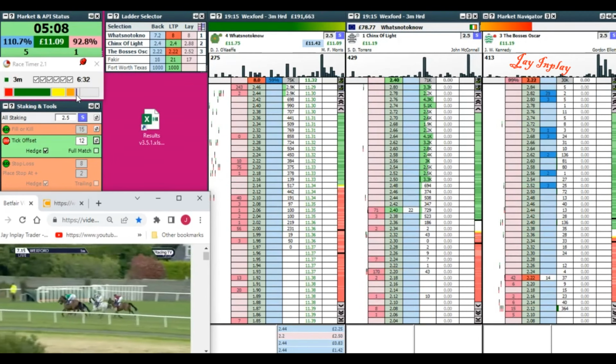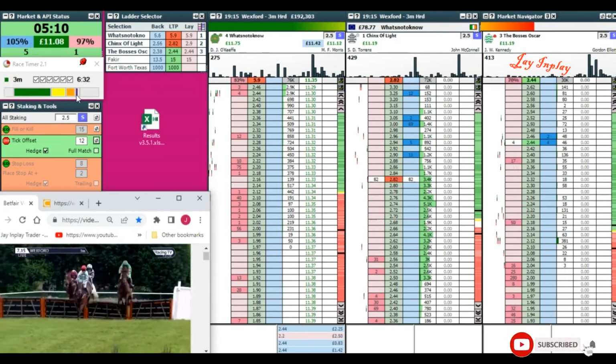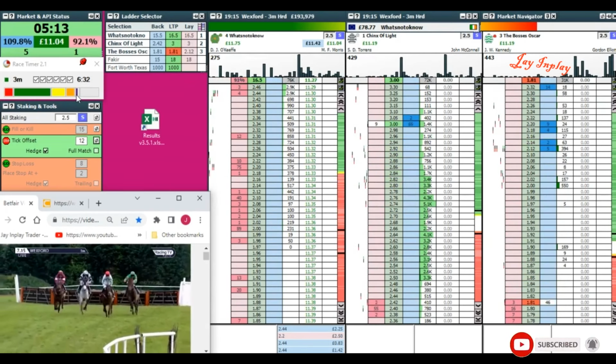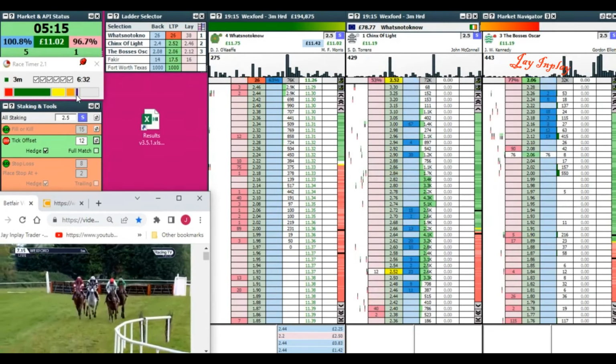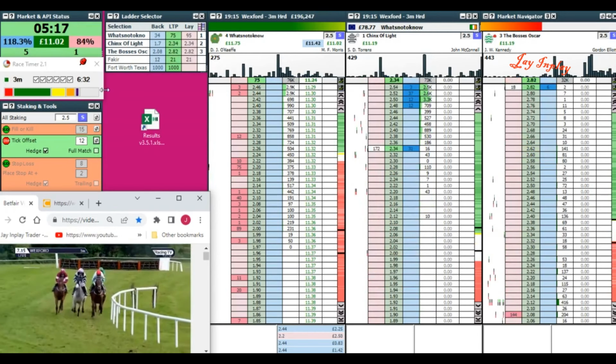If What's Not to Know wants to go on and win the race now, it really doesn't matter to me. It doesn't matter to me who wins. I've got my money. I did it safely in a safe time frame by using the race timer.